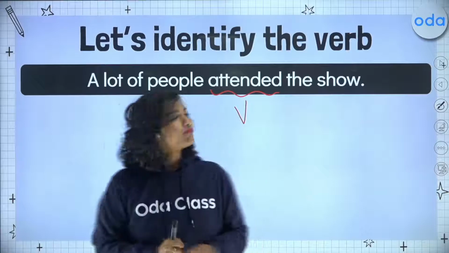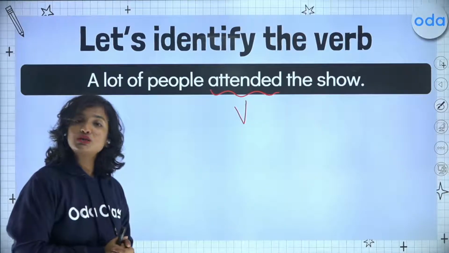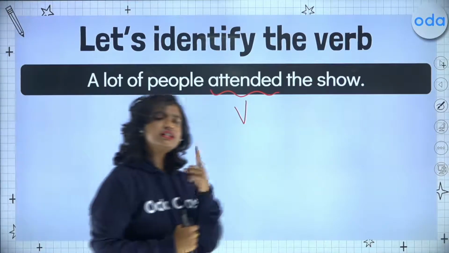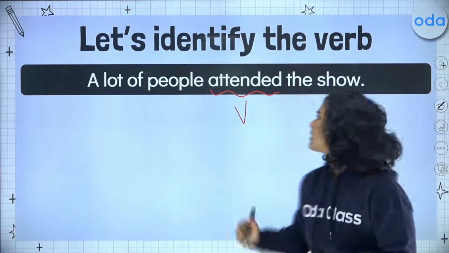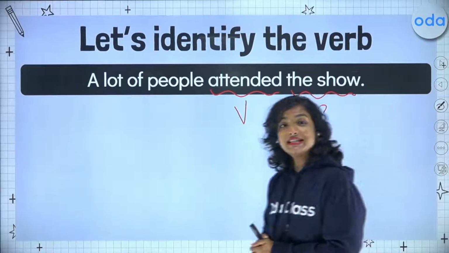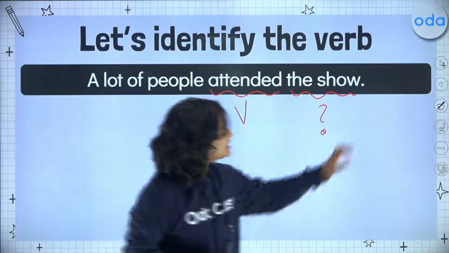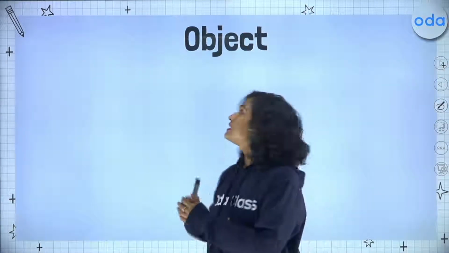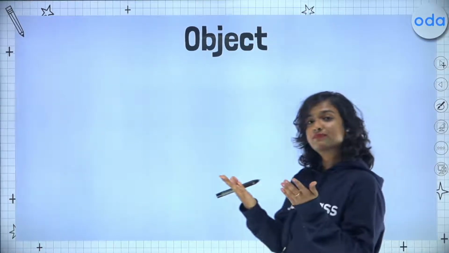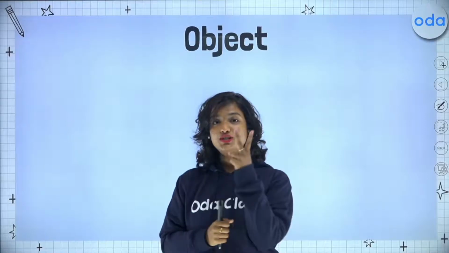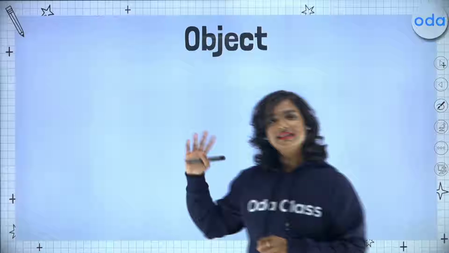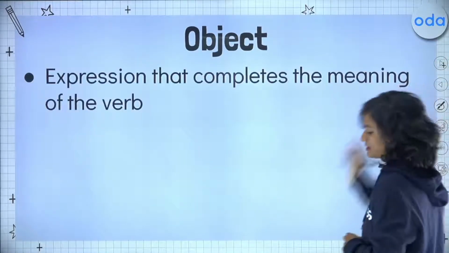Now, you might be wondering, we have our subject, right? A lot of people. And the rest of it is the predicate. If the first part of the predicate is the verb, what about the show? What part of the sentence is the show? Let me tell you, it's called the object. Now we have our subject and we have our predicate. But the predicate itself has two parts. We have the verb, which is the action being performed, and then we have our object.